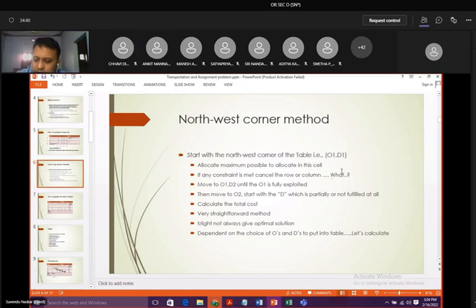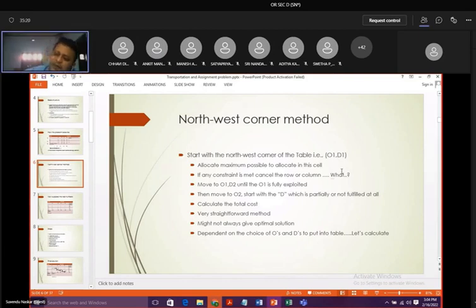O1 D2. How much can I allocate in this route? I'm sure there are people who might have already solved it, but somebody who is still trying to understand, please solve it and also come forward in the discussion. What is the maximum that I can allocate in this cell? O1 D2? 50. Good. Now, which constraint will I discard now? O1 row. First row. So the first row I will discard now.